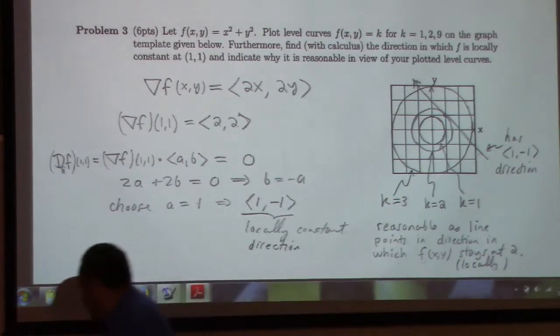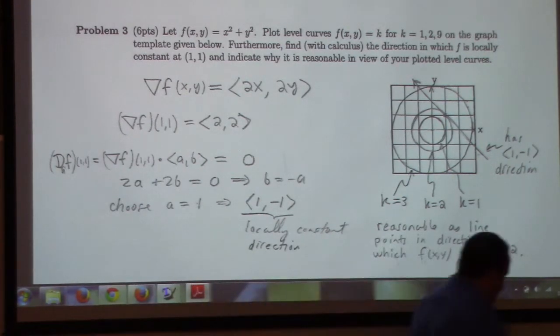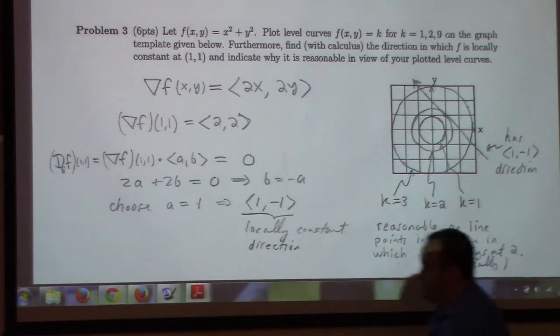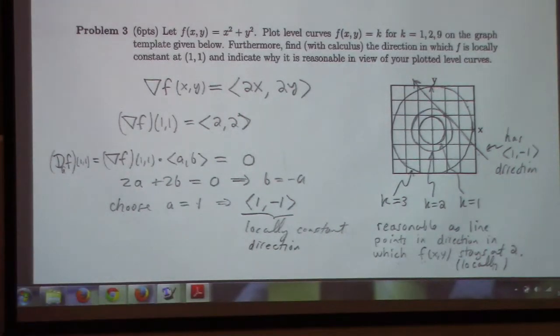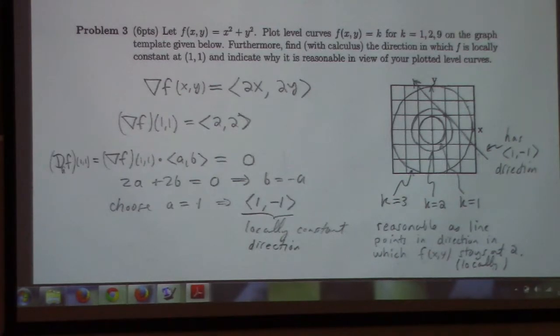So think about this. The directional derivative in the u-hat direction of f at the point P is equal to the gradient of f at P dot u, right? So suppose this is the direction of the gradient. You want the direction along which it's locally constant.